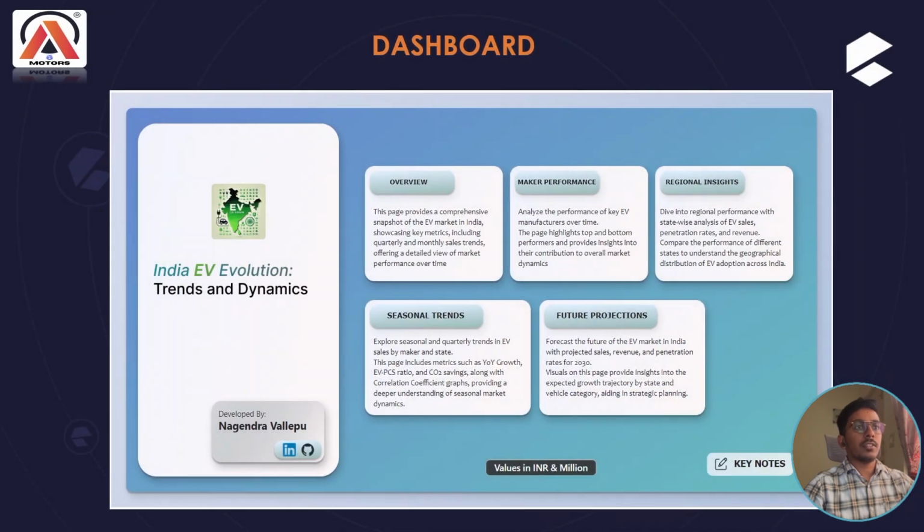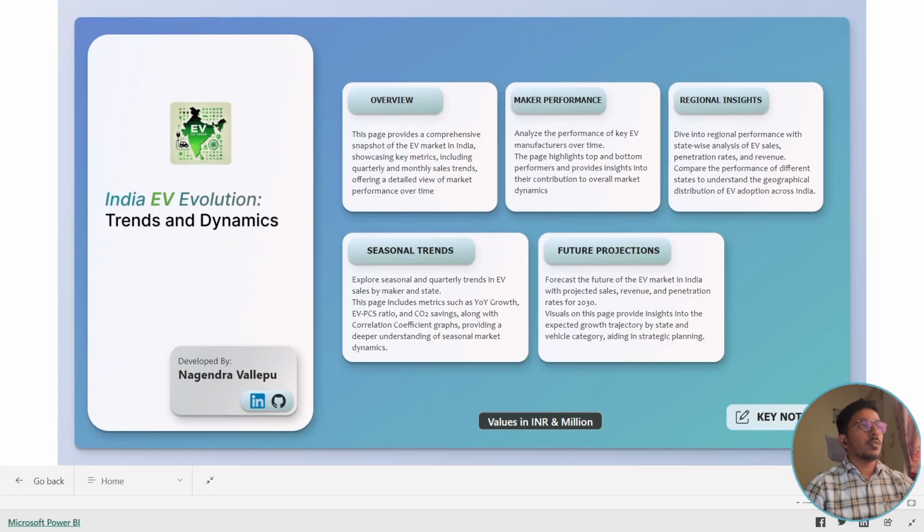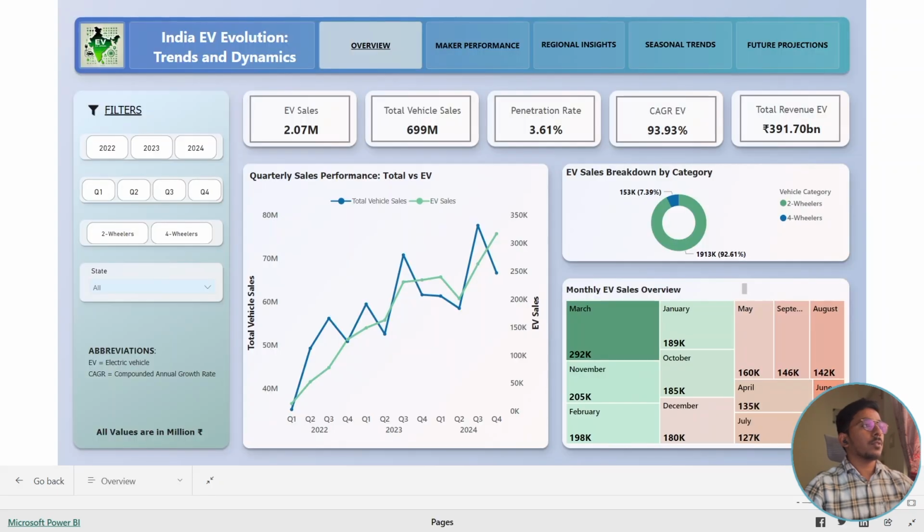Now let's quickly check the dashboard that I've created in Power BI. So this is the homepage of the dashboard explaining all the 5 pages with their brief overview. So in the overview page, all the filters are included here on the left side of the dashboard. I added key performance indicators like total EV sales, penetration rate, CAGR, and revenue as card visuals.